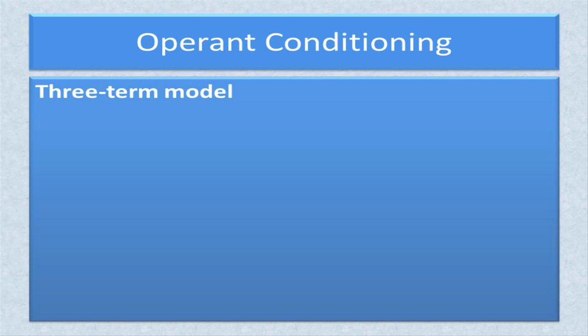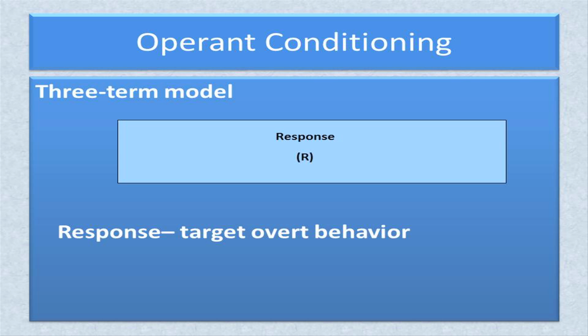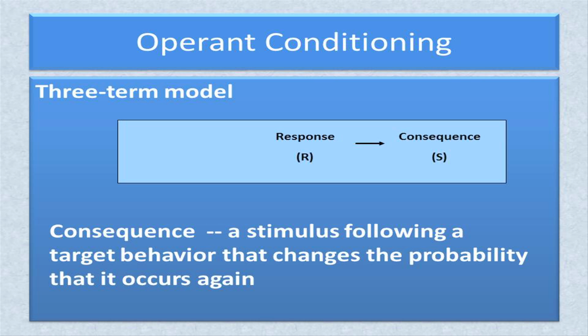Operant conditioning reflects a 3-term model. It starts with a voluntary behavior emitted by the organism. That is followed by a stimulus labeled a consequence that changes the probability that the target behavior occurs again. That is, the frequency of the target behavior or response must either increase or decrease as a result of being followed by a stimulus. Otherwise, that stimulus is not labeled as a consequence.